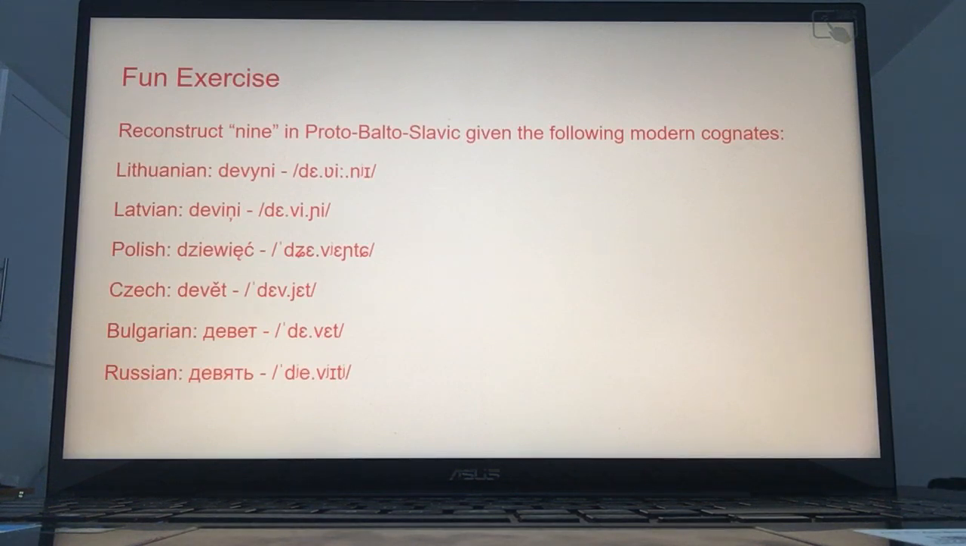Here's a little fun exercise for you guys before I go. Now that you know how the comparative method works, you can try and reconstruct the number 9 in Proto-Slavic, given the following modern cognates. Devni, devini, jevinich, devyet, devyet, devyet. I probably pronounced some of them wrong because I'm more familiar with Romance language pronunciation than Slavic or Baltic ones.